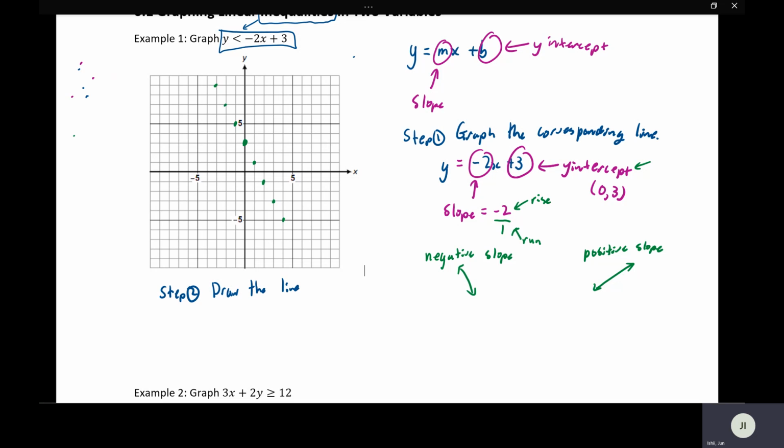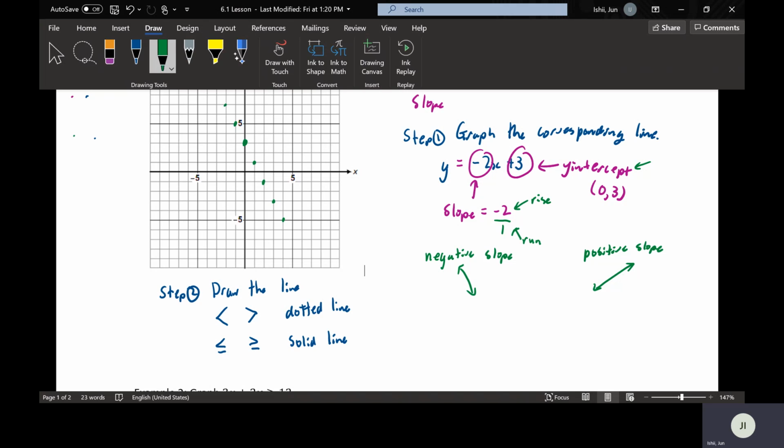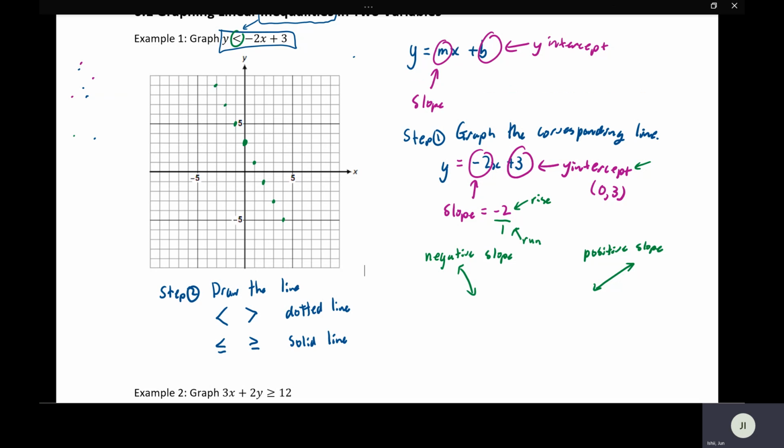Now, if it is a strict inequality, your inequality will have a dotted or dashed line. If it's less than or equal to or greater than or equal to, so when there's an equal sign involved, it's going to have to be a solid line. In this case, when I'm drawing this in, you'll notice that the inequality itself was a strict inequality. So this means that we're going to have to draw it in with a dotted line.